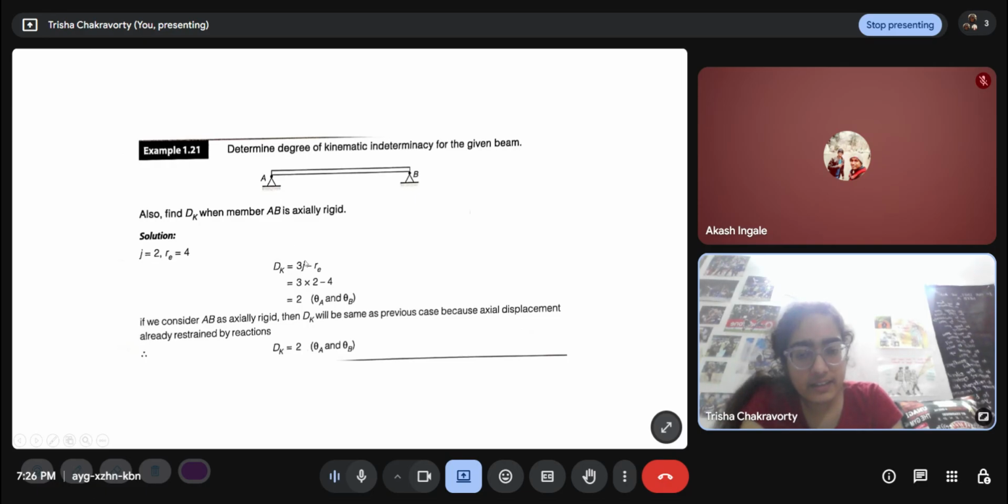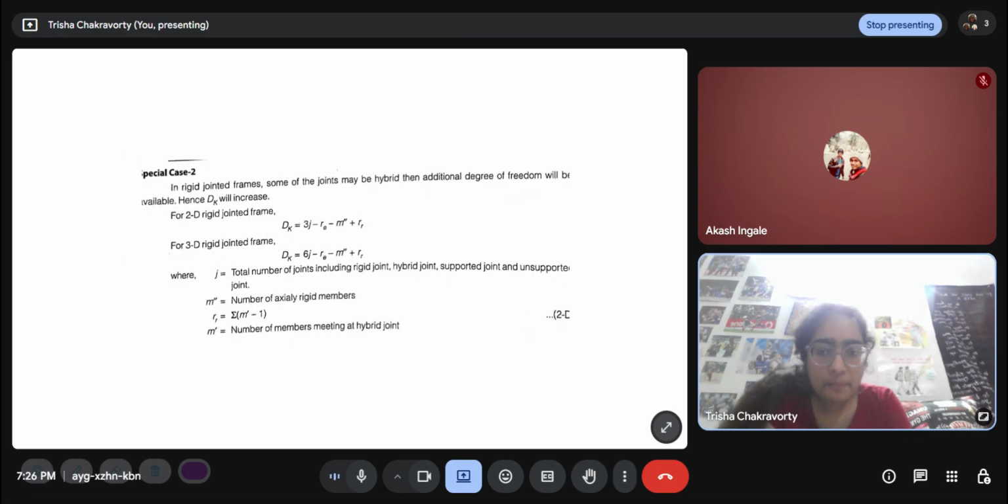So here DK is 3j minus Re, which is 2. If we consider AB as axially rigid, DK will be the same, because axial displacement is already restrained by the reactions. So don't use these formulas blindly. If it's a very complicated truss or frame with a lot of members, you might have to resort to the formula, especially in MCQ type exams. But in these simple problems, you can just visualize it for a moment and not depend on the formula blindly.